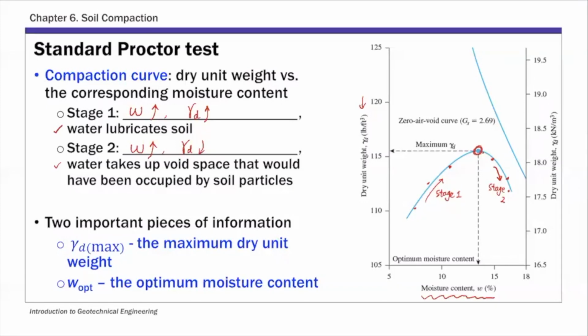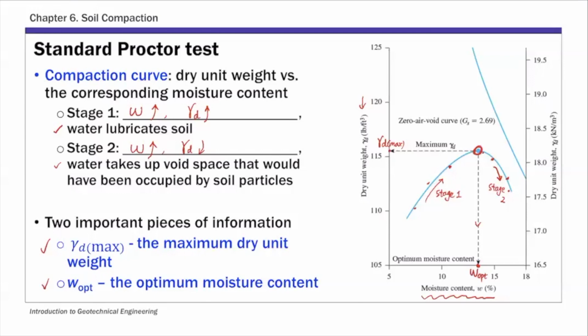So this peak point on the compaction curve gives us two important pieces of information. The first one is the dry unit weight max, so that's gamma D max, the maximum dry unit weight. And the second piece of information is the corresponding moisture content. So that's this point here, and that's WOPT, the optimum water content.